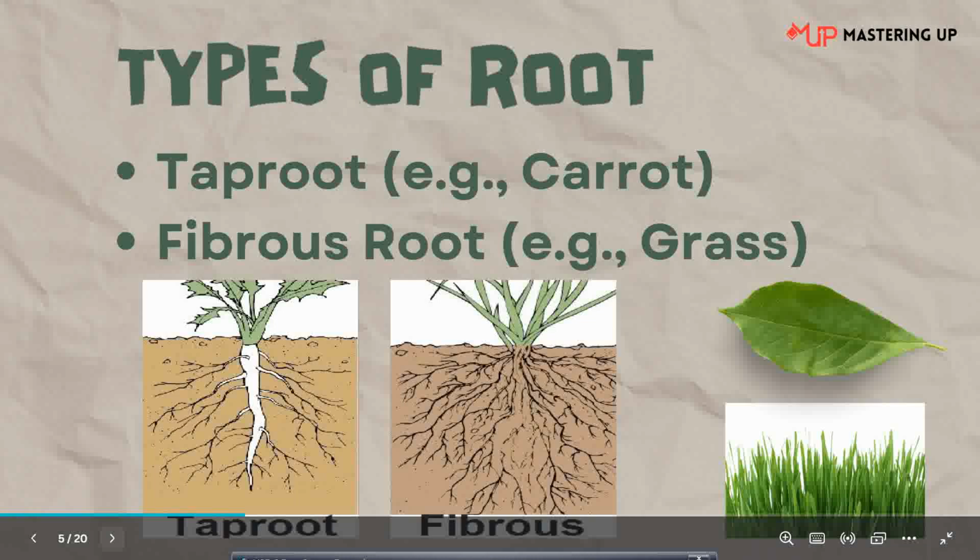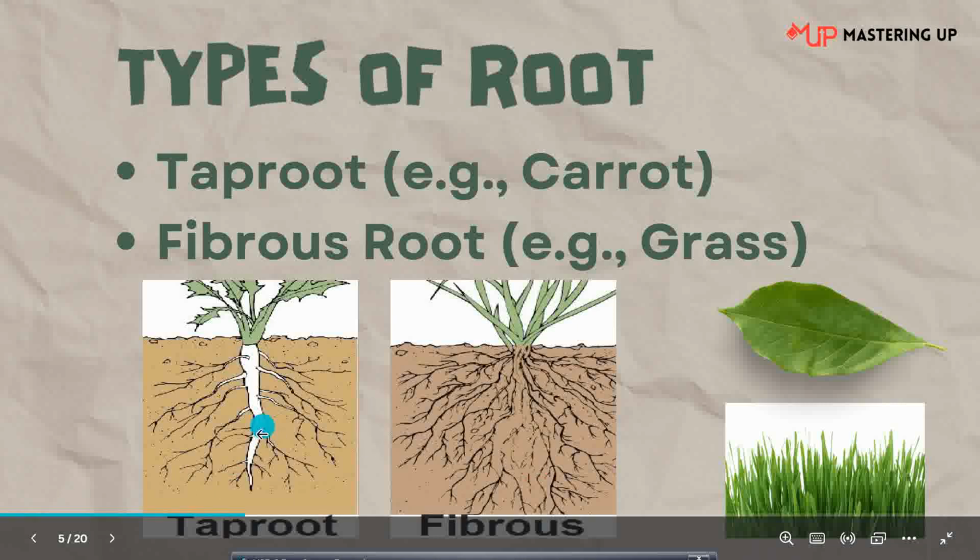Now, types of root. There are basically two types of roots, taproot and fibrous root. I have given examples. Taproot is present in radish, carrot and so on, and fibrous root is present in grass. You can see the diagram here. This is a taproot and this is a fibrous root.